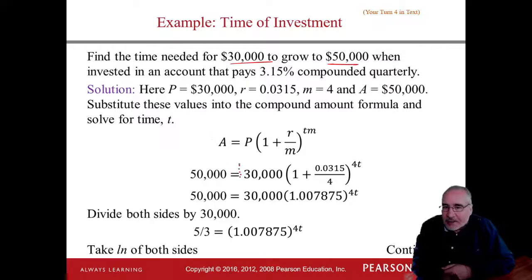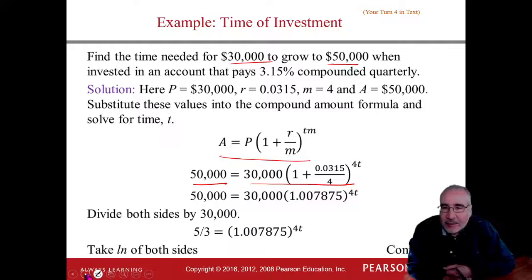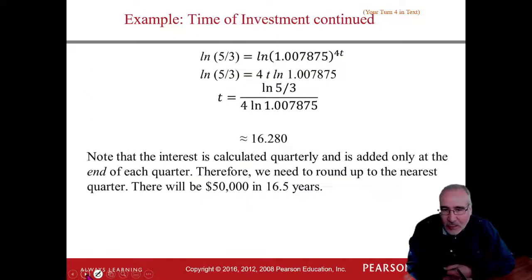Estimating how long it takes, again using the formulas, plugging in what's known, getting to this goal of 50,000, and then solving for the exponent. Now you can use natural logs again, or you can graph it. We'll look at different ways to solve these. Here's one example using natural log of both sides. So it took a little over 16 years, rounding it up to the nearest quarter.